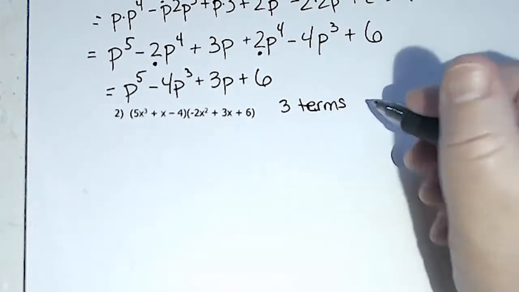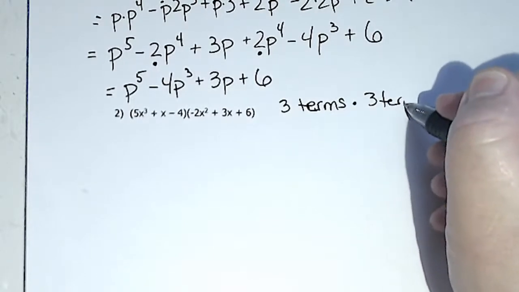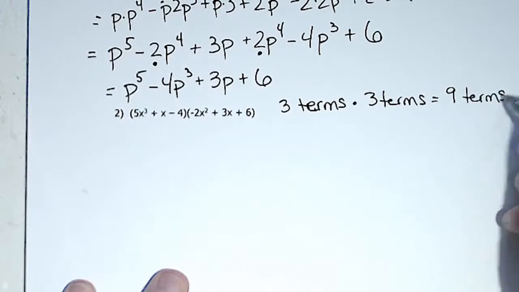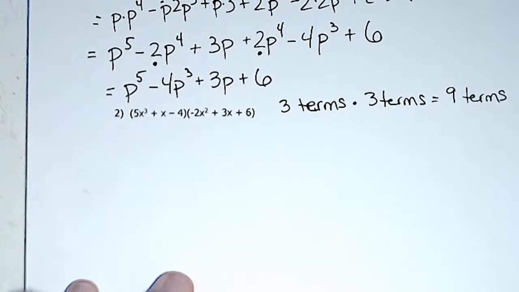3 terms times 3 terms is going to be 9 terms. So this is definitely a case where you want to take lots of space, take lots of time. Expect that you will probably make a mistake, especially if you haven't done a lot of this. So just take your time.